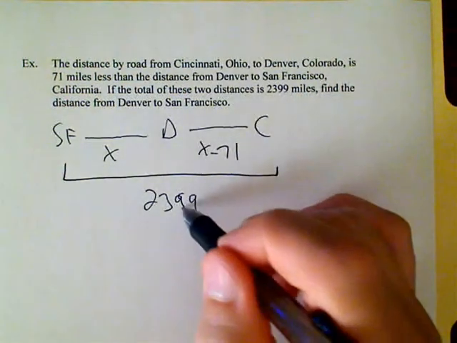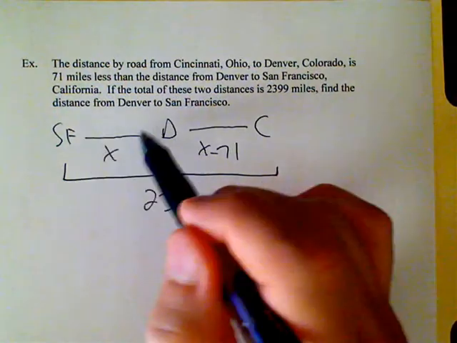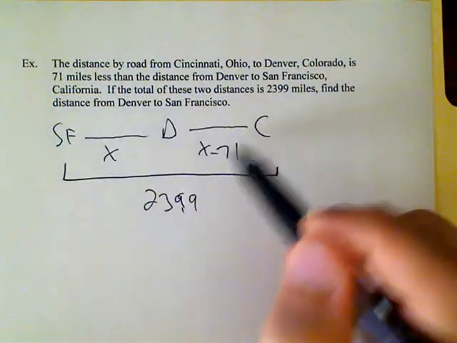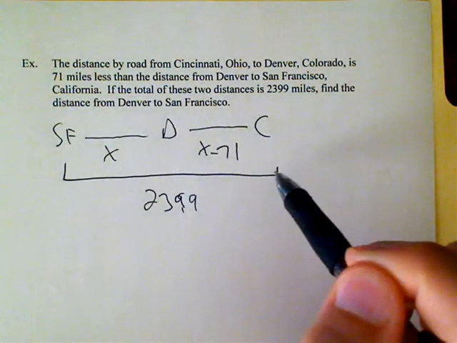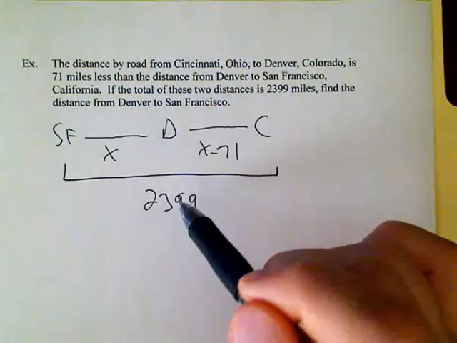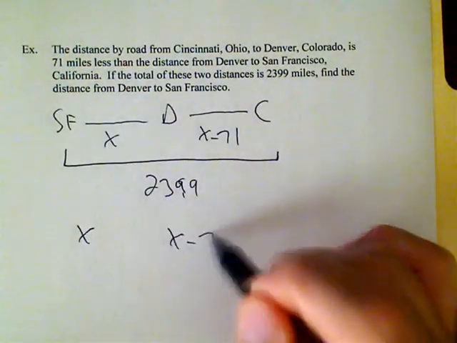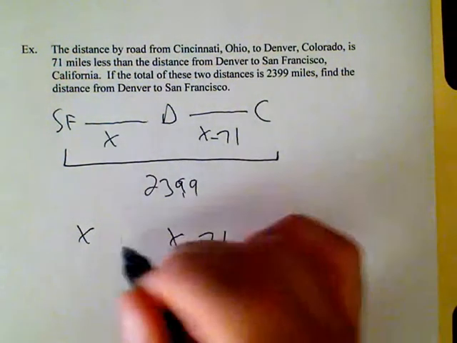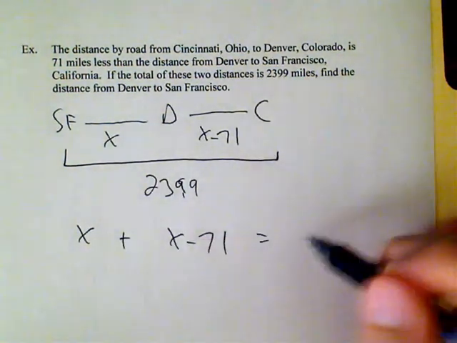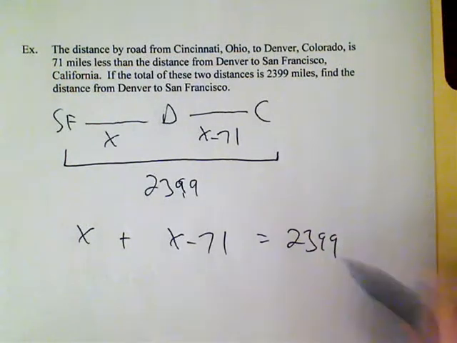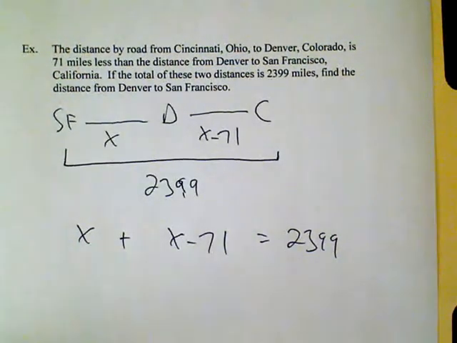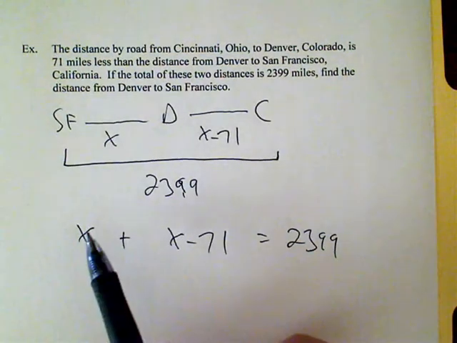is 2,399 miles. So what I'm thinking is, if I take that distance and add to that distance, the grand total is going to be that distance, which is 2,399. That's my equation. x is that distance. x minus 71 is that distance. When I add those together, the grand total is 2,399 miles.